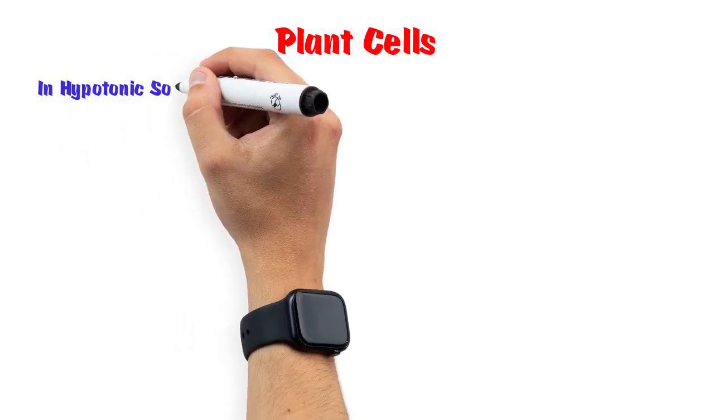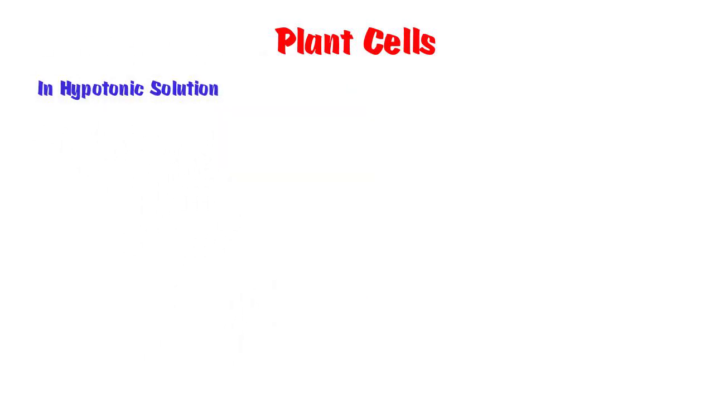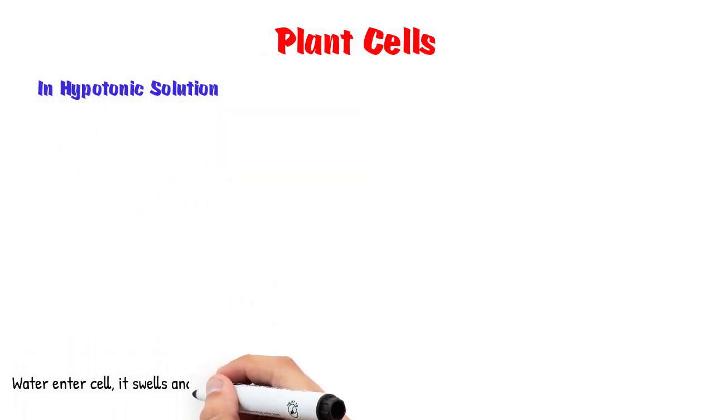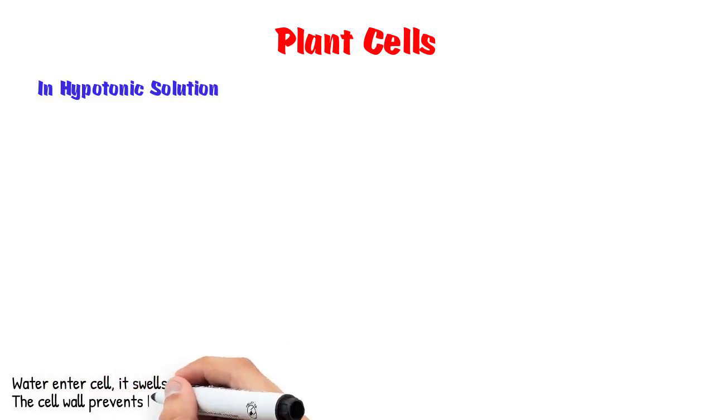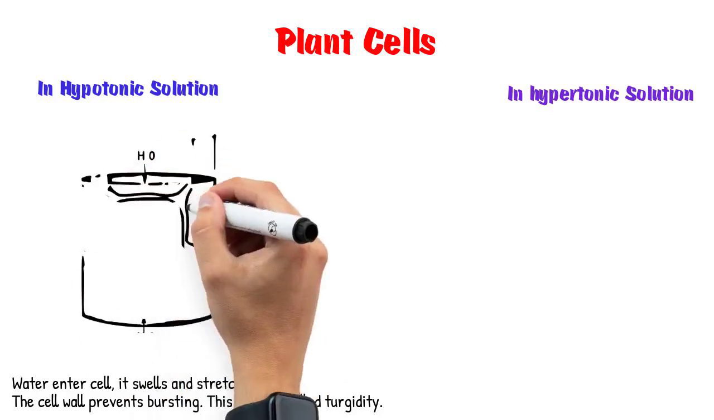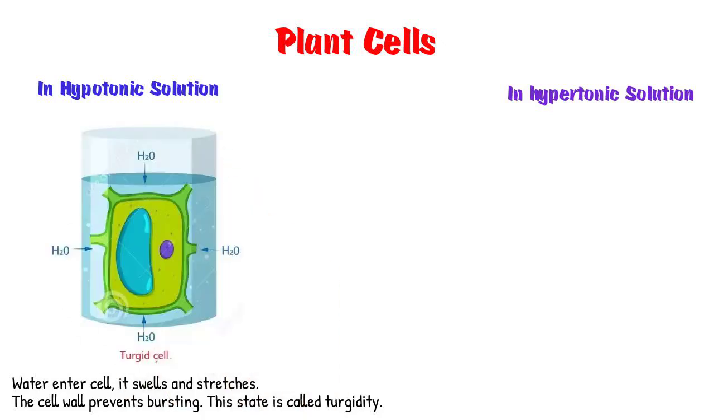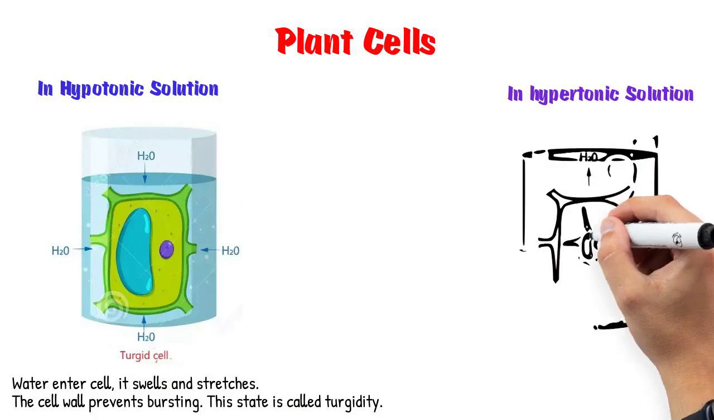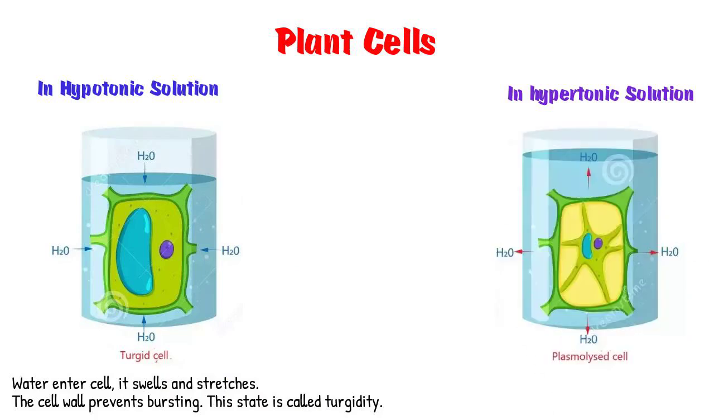Let's take a look at osmosis in plant cells. When a plant cell is placed in a hypotonic solution, water enters the cell by osmosis. The vacuole swells and the cell becomes turgid. The rigid cell wall prevents the cell from bursting, so it remains fully stretched and firm. This state is called turgidity.